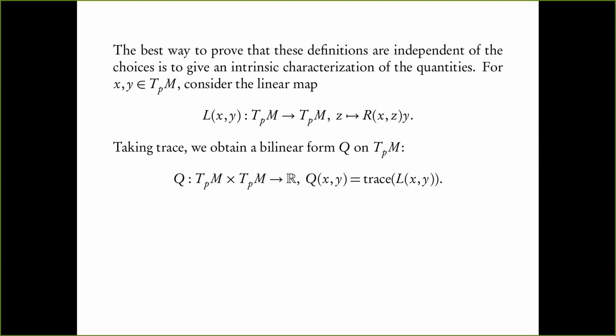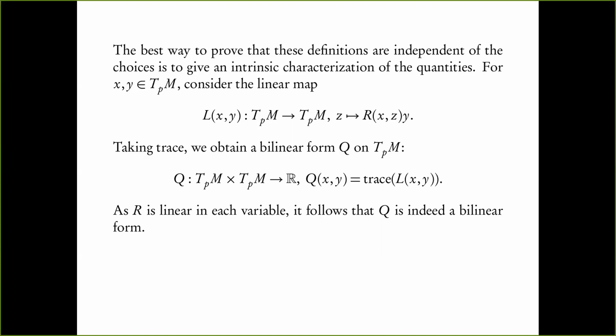This. So why is it bilinear? Well, it's bilinear because it's linear in x and it's linear in y, and that is because the Riemann curvature tensor is linear in all the 4 slots. Okay? So that's because R is linear in each of the 4 variables, here 3 variables. It follows that Q is indeed a bilinear form. Okay? Any questions so far?